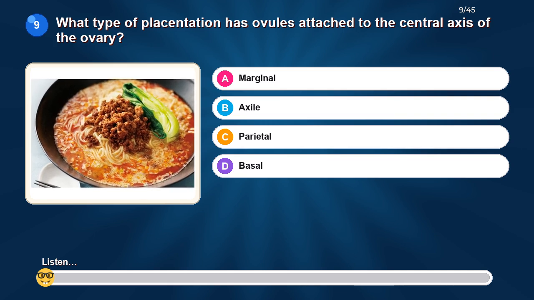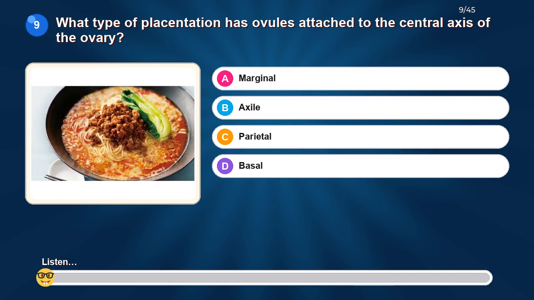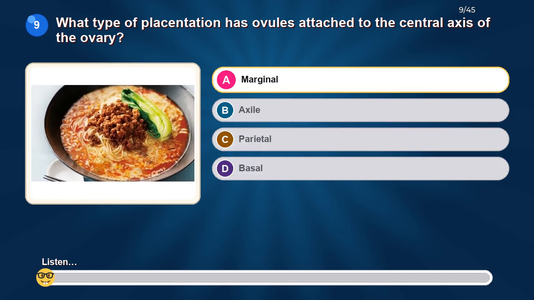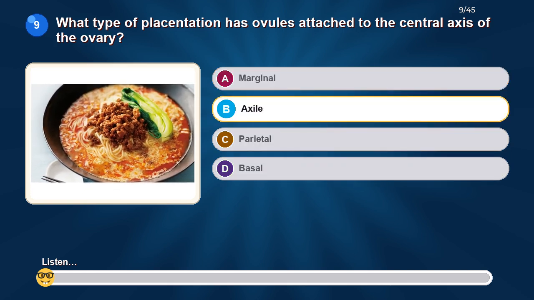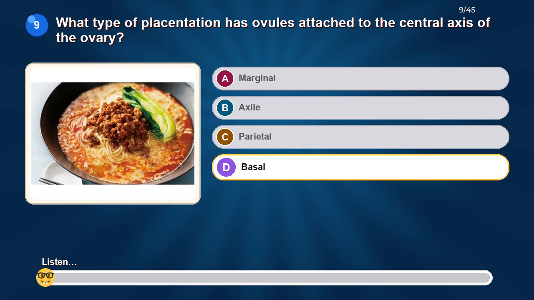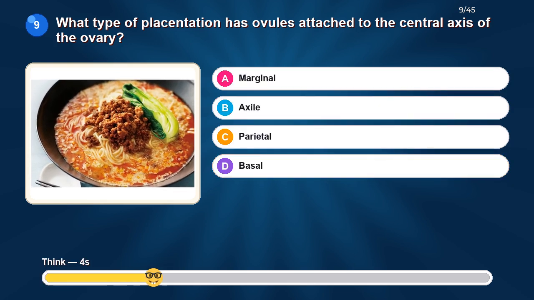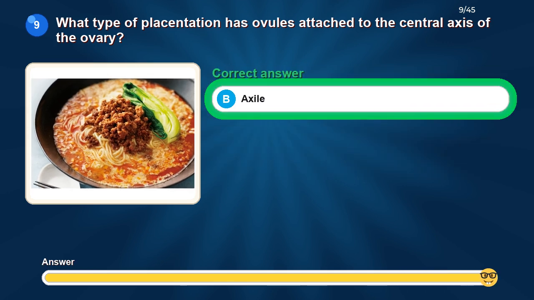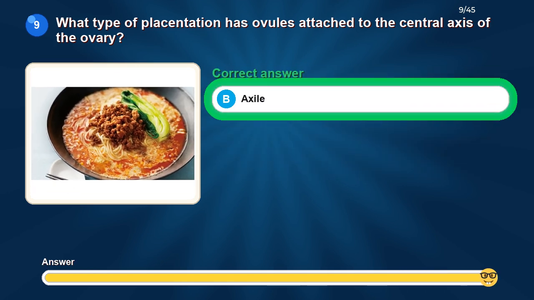What type of placentation has ovules attached to the central axis of the ovary? Option A, marginal. Option B, axile. Option C, parietal. Option D, basal. The correct answer is axile.